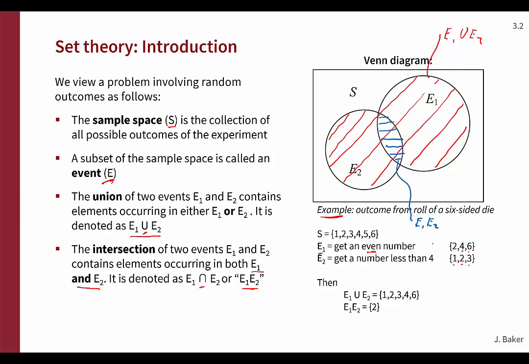And in the six-sided die example with the E1 and the E2, the only outcome that's in common between E1 and E2 is the outcome of 2. So the intersection would just be 2.